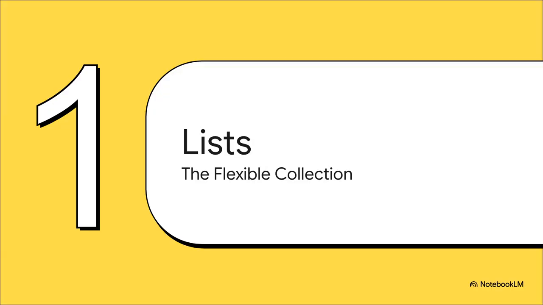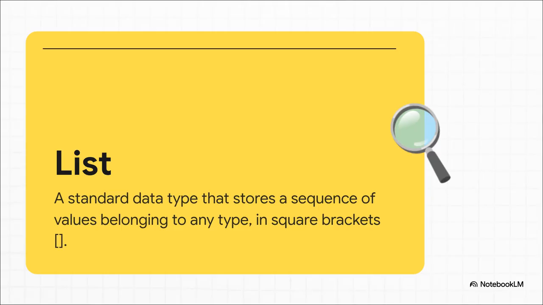Okay, so first up, let's talk about the one you'll probably see the most, the list. Seriously, the easiest way to get your head around it is to just picture a shopping list. You know, something that's designed to be changed, updated, and reordered as you go. Now, if we get a little more technical, a list is basically just a sequence of values. But the cool thing is, those values can be anything. Numbers, words, even other lists. Just keep an eye out for those signature square brackets. That's how you know you're looking at a list.